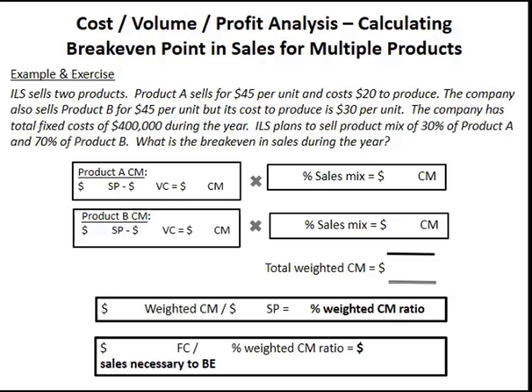Okay, for our last formula exercise, we're going to go through what we call calculating a break-even point in sales, which we've done before, but in this case it's going to be for multiple products, which we haven't done before. We've done break-even point in sales for one product, but if we have more than one product, we have to adjust our calculations. So this is best illustrated through an example.